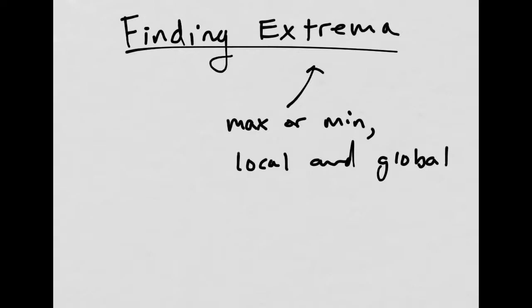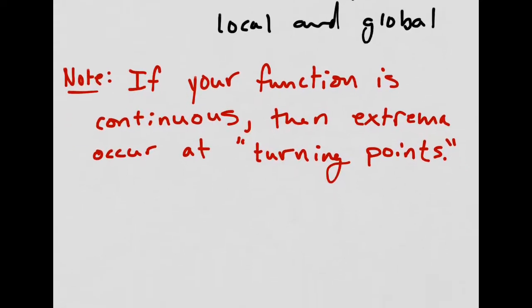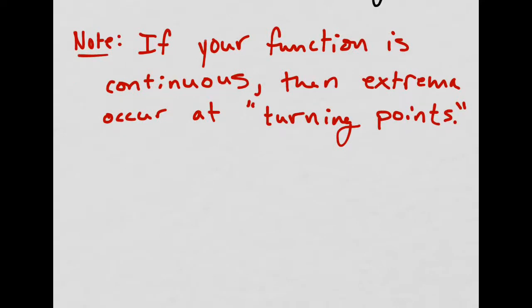And yeah, we found yesterday when we were finding extrema from a graph, if the function was continuous, then extrema occur at turning points. So you can write that down. If your function is continuous, then it occurs at turning points. If your function is not continuous, then you can have relative extrema.